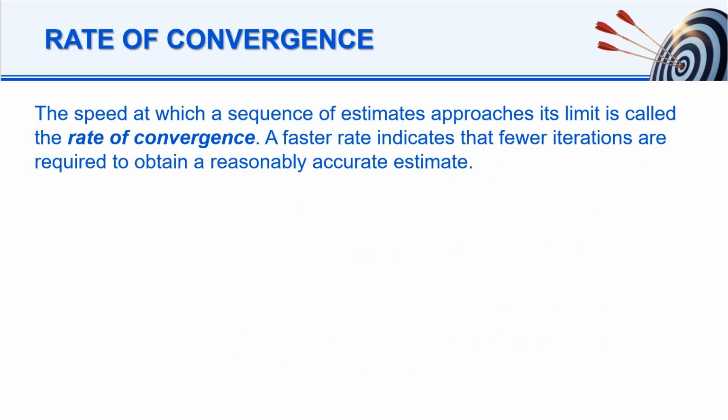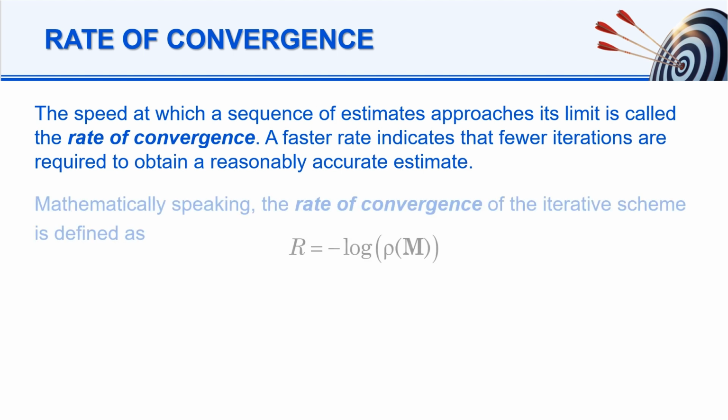The speed at which a sequence of estimates approaches its limit is called the rate of convergence. A faster rate indicates that fewer iterations are required to obtain a reasonably accurate estimate. Mathematically speaking, the rate of convergence of the iterative scheme is defined by the following logarithmic expression, where the log function is the 10-based logarithm.